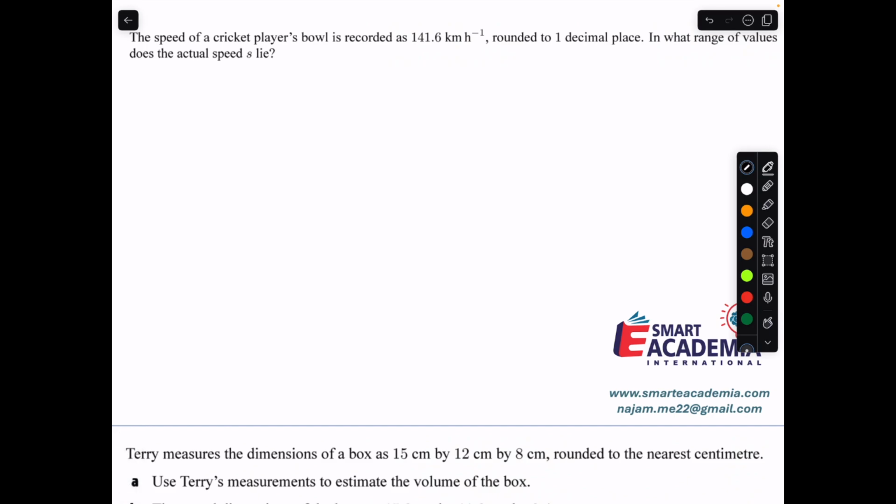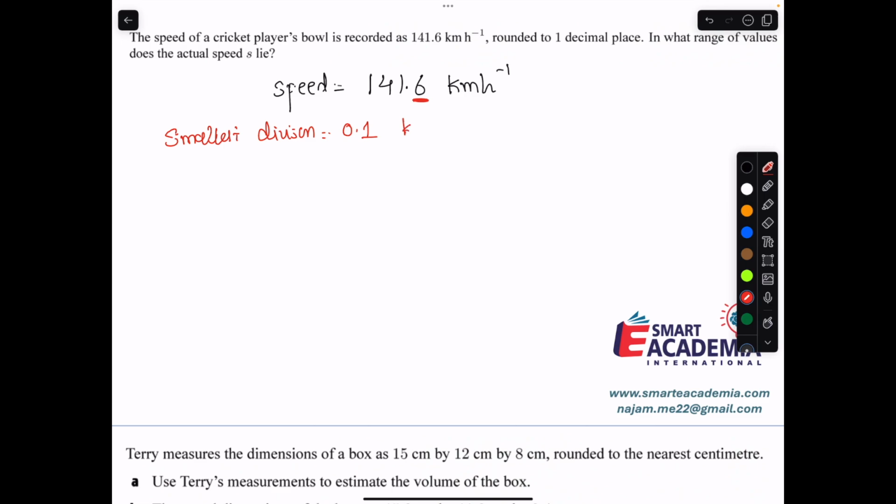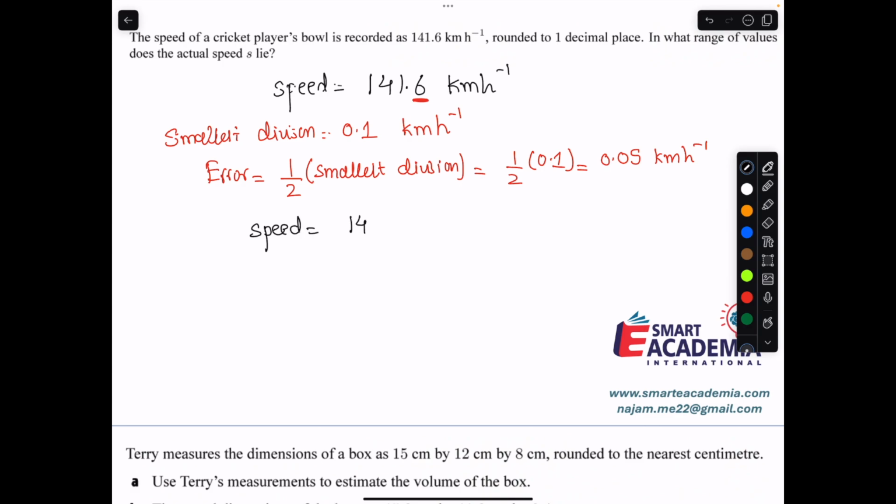The second question says, the speed of a cricket ball is recorded at 141.6 kilometers per hour, rounded to 1 decimal place. In what range of values does the actual speed lie? Now, I told you that if I write speed as 141.6 kilometers per hour, rounded to 1 decimal place, it means my smallest division is 0.1 kilometer per hour. And we know my error will always be equal to half of the smallest division. So in this case, it's half of 0.1, which is 0.05 kilometers per hour, which means that my speed is in fact 141.6 plus or minus 0.05 kilometer per hour.